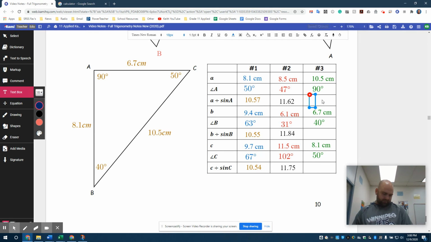The last one here, let's see, 10.5 divided by sine of 90, which is 1, so this is 10.5. This is 6.7 divided by sine of 40, and this is 10.42. And 8.1 divided by sine of 50, and this is 10.57. Again, you'll notice they are fairly close.